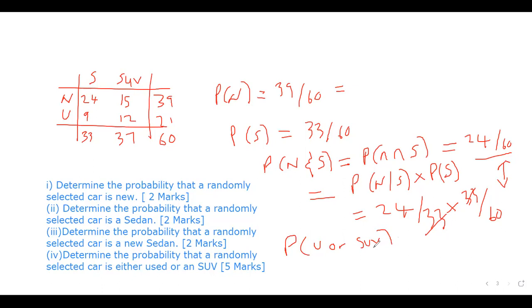Are we together? Yes, sir. So what is this implying? Union set. So I'm looking for addition. The probability of U union SUV. I want you to try this one. So calculate this on your own, the probability of U union SUV.